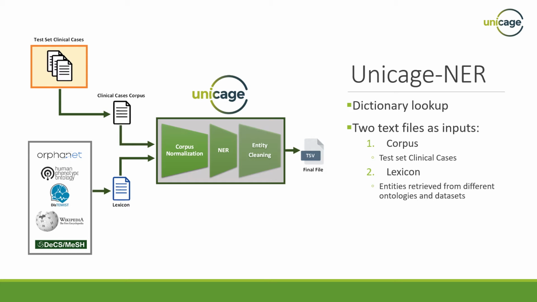a minimalist dictionary lookup method that only requires two input files: the corpus, which is composed of the clinical cases test set provided by the challenge organization, and a lexicon file, which comprises a list of thousands of disease names, synonyms, and related terms that were extracted from several ontologies and datasets. Unicage-NER is divided into three distinct sections: Corpus Normalization, NER, and Entity Cleaning.